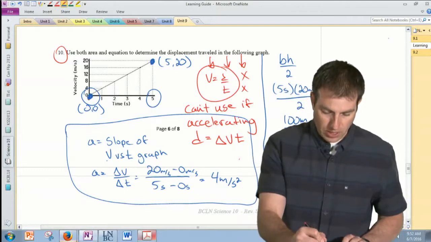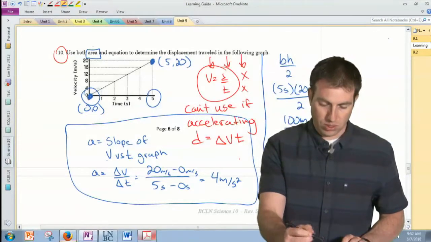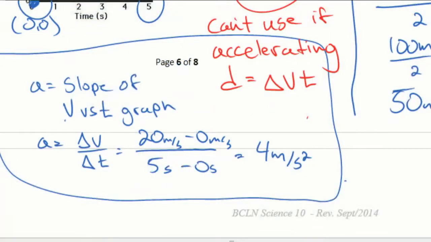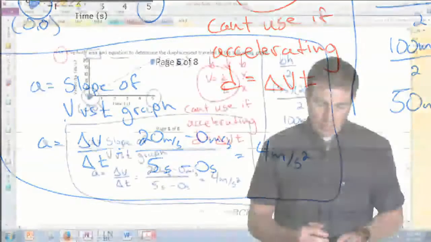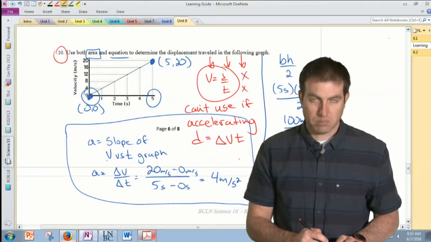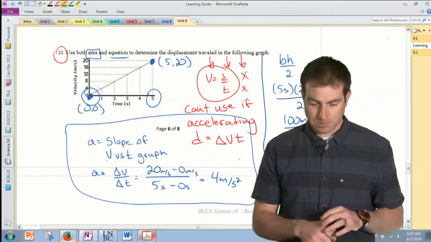So for now, we've done the area, which is something you won't need to do. The equation, you won't find displacement off of a velocity time graph. So if you can find the slope of that line, you're doing okay. Leave it at that before I blow up my brain here in front of you guys.